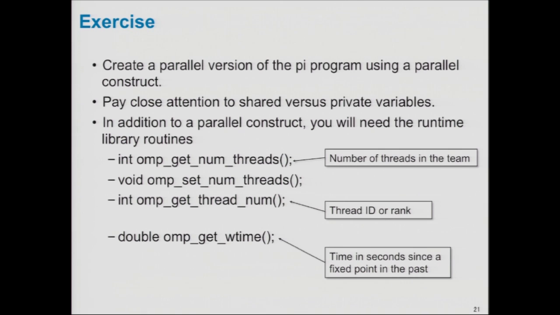So if we wanted to create a parallel version of that Pi program using just a parallel construct, how would we go about doing it? Well, we're going to have to make sure we pay close attention to which variables we want to be shared and which we want to be private. And we also need a couple runtime routines. We've already seen the set num threads and the get thread num. And there's also one that says, okay, how many threads did we actually get? So we can find that out. And then finally, there's a function, much like we have in MPI, that lets us get time, so we can figure out how long things take.